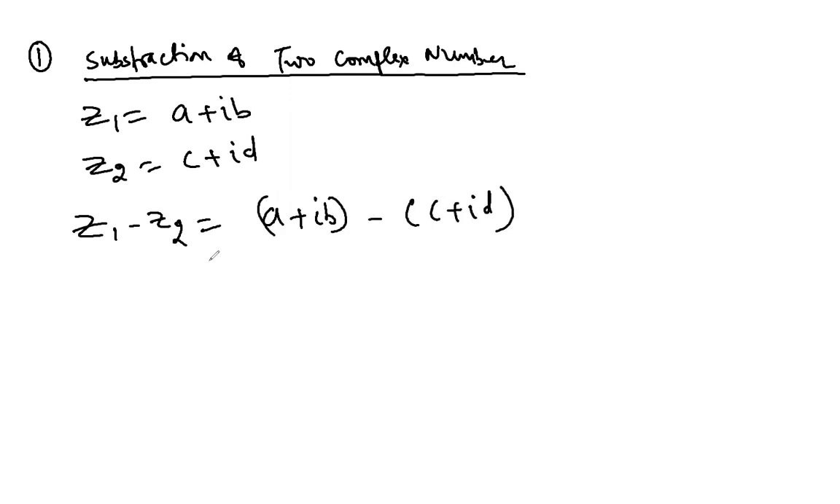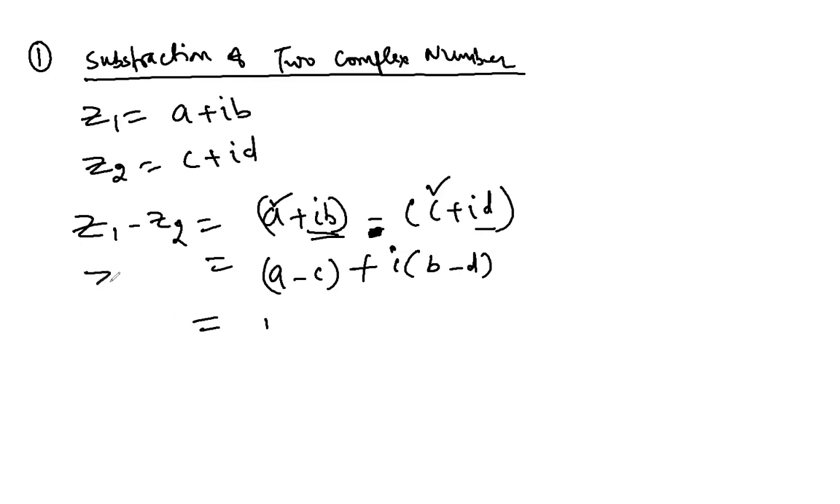The real part of the first complex number is a, and of the second complex number is c, so it will be a minus c, then plus iota times b minus d, with the negative sign applied to d. I have taken iota common, so you can write b minus d. Sorry, this is not the equal sign. Now this will be the subtraction of two complex numbers.